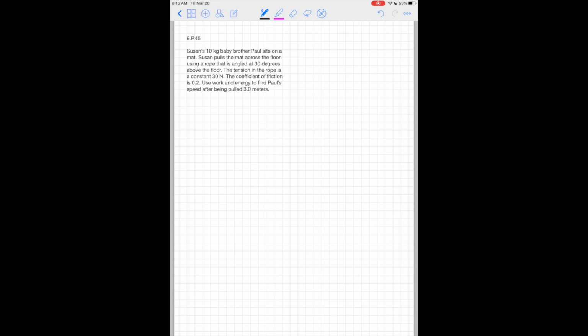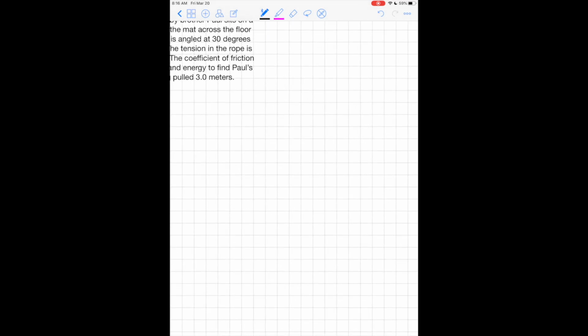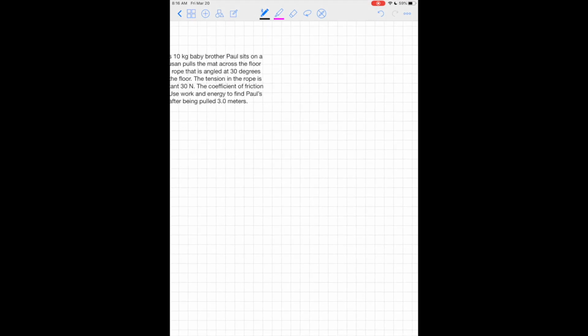So already this sounds pretty familiar. I think our first problem is a really close, analogous problem, even down to the numbers that were used. I'm going to draw Paul as a very angular child. It's just going to be a box. And then we're going to pull on Paul at some 30-degree angle here.